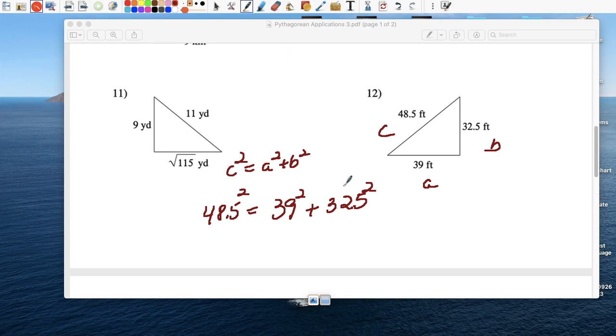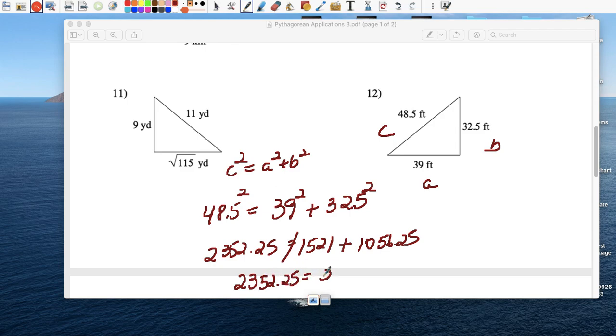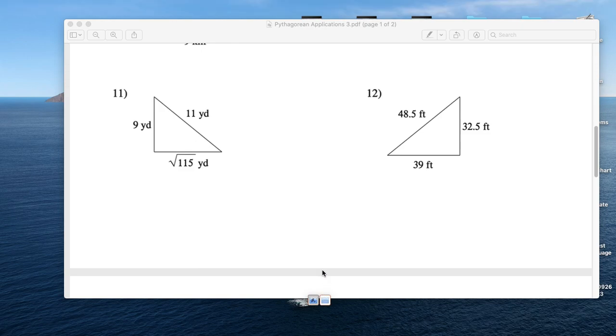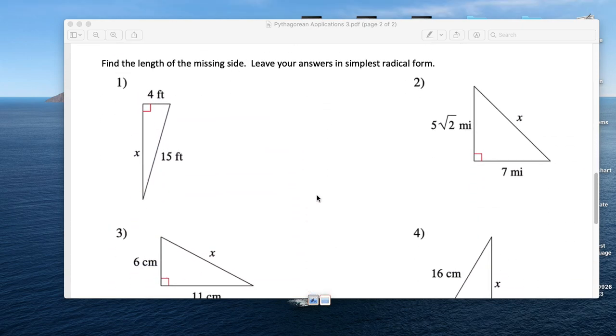So 48.5 squared is 2,352.25. 39 to the second power is 1,521. And then 32.5 to the second power is 1,056.25. And this is not going to work, right? Let's just write the total anyway, because on one side we get 2,352.25, and on the other side we get 2,577.25. So definitely not the sides of a right angle triangle.